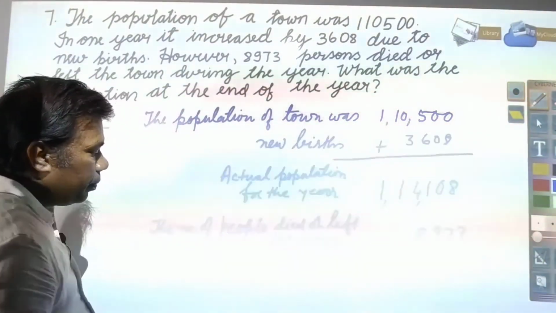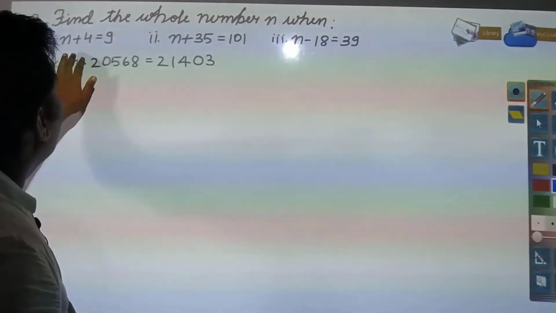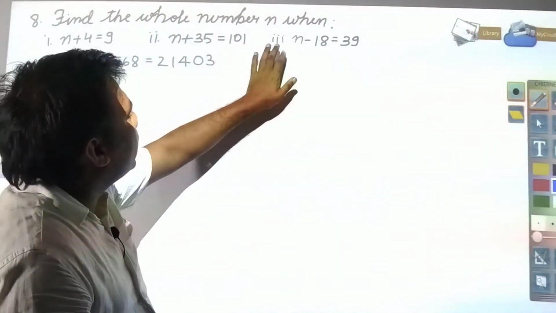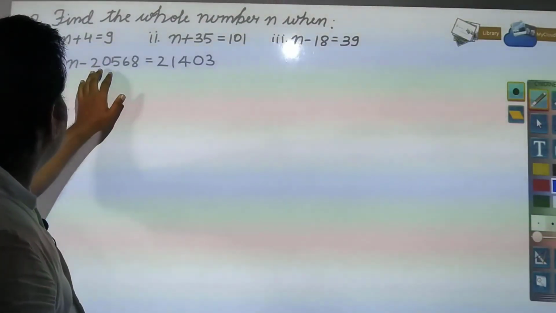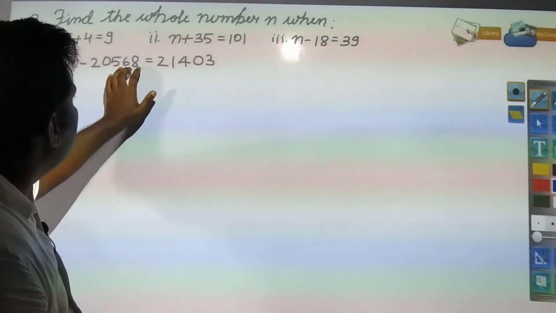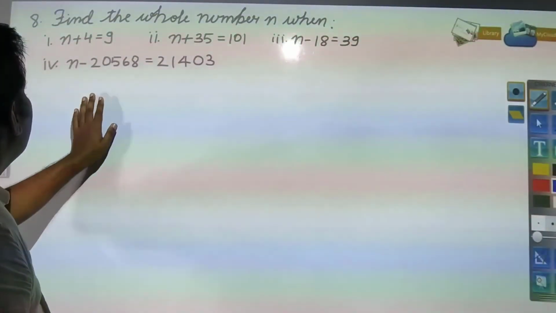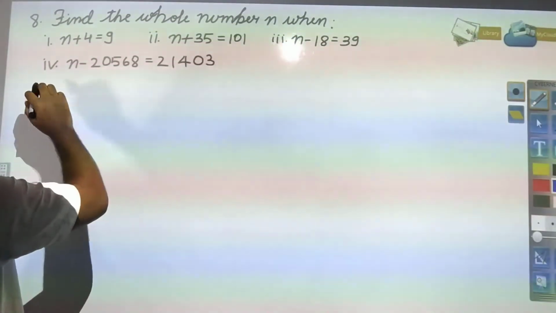Next you see, find the whole number n when n plus 4 is equal to 9, n plus 35 is equal to 101, n minus 18 is equal to 39, n minus 20,568 is equal to 21,403. So what is needed to be done? Here you see, last day also it was told how it is to be solved.